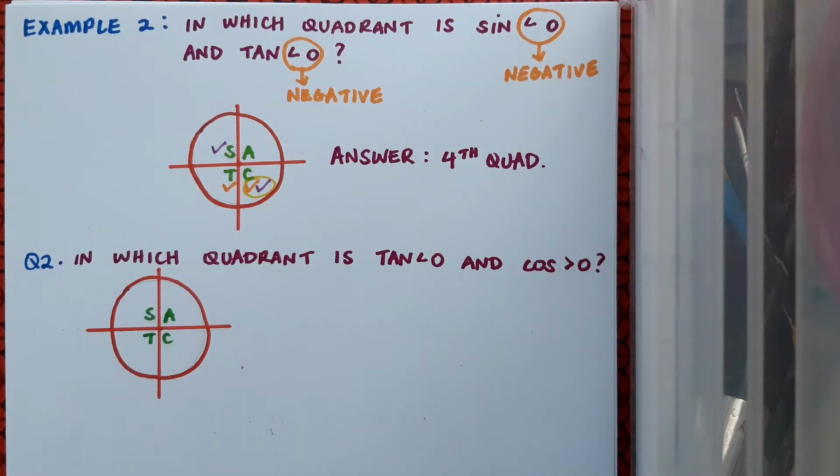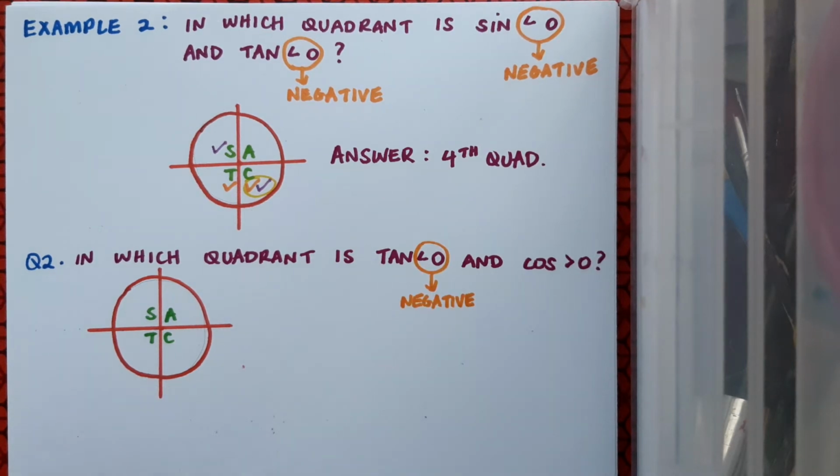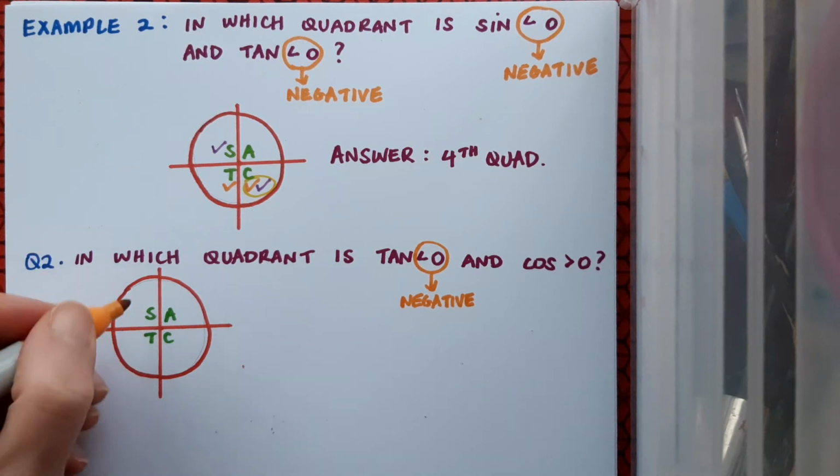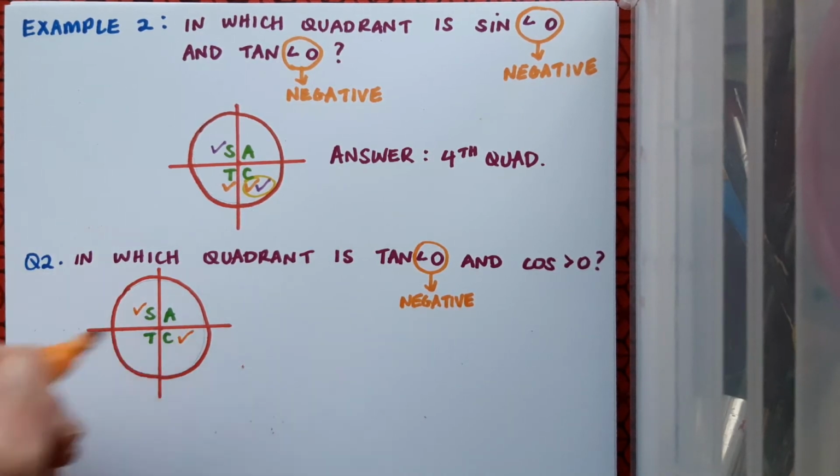Okay, so I've drawn my unit circle as a reference, and then I've got to mark where tan is less than 0. So where is tan negative? Tan is positive in the first and third quadrants, so it must be negative in the second and fourth quadrants.